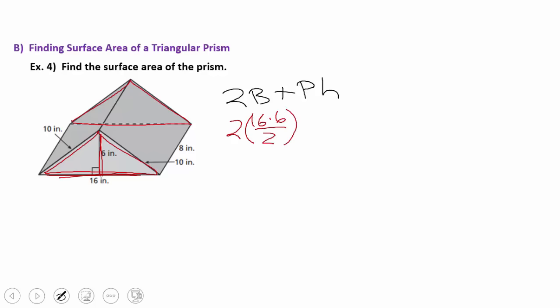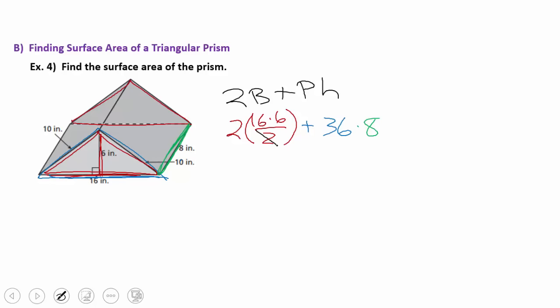And then I've got the perimeter. The perimeter of that base right here, the distance around that. And that's going to be 16 plus 10 plus 10. That's 36. Times the height, the distance between the 2 bases, that's going to be 8. So let's do our math. Once I fill in the stuff, we can do our math.